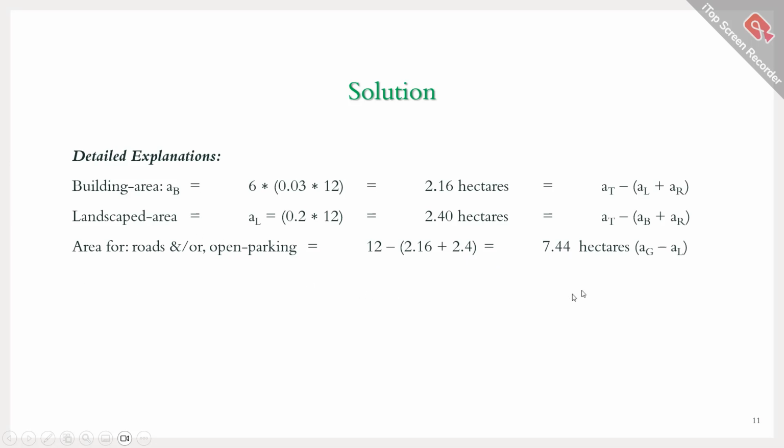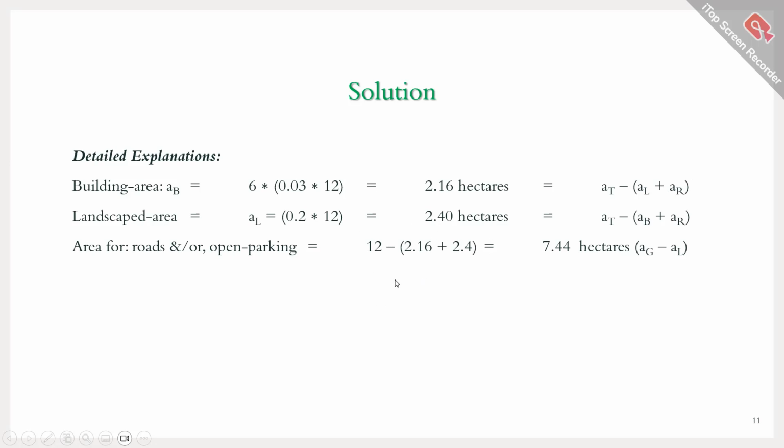This road area, that is AR, can be written as AG minus AL. So this AG is the ground area. The summation of AL plus AR can be written as AG or ground area, because building area is separate. So AL plus AR means AG. So if you subtract this AL from the AG, it will give you the AR or the road area.